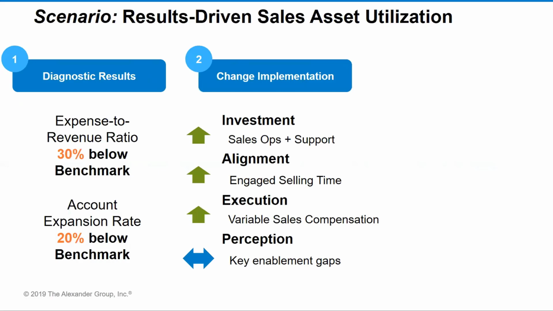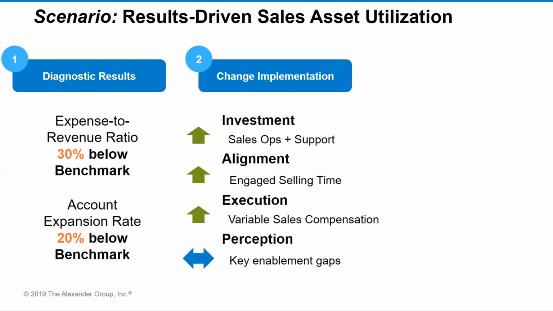Based on these results, the organization moved to implement a few changes. They decided to invest in building out a sales ops team to optimize planning and support staff to take on non-selling tasks for sales representatives. Within alignment, they were able to direct sellers to engage customers more frequently with the newly freed up time. Within execution, they decided to invest in increasing variable incentives to drive more pay for performance. And lastly, in perception, they leveraged the newly built out sales ops team to address key enablement gaps identified in a sales readiness assessment.